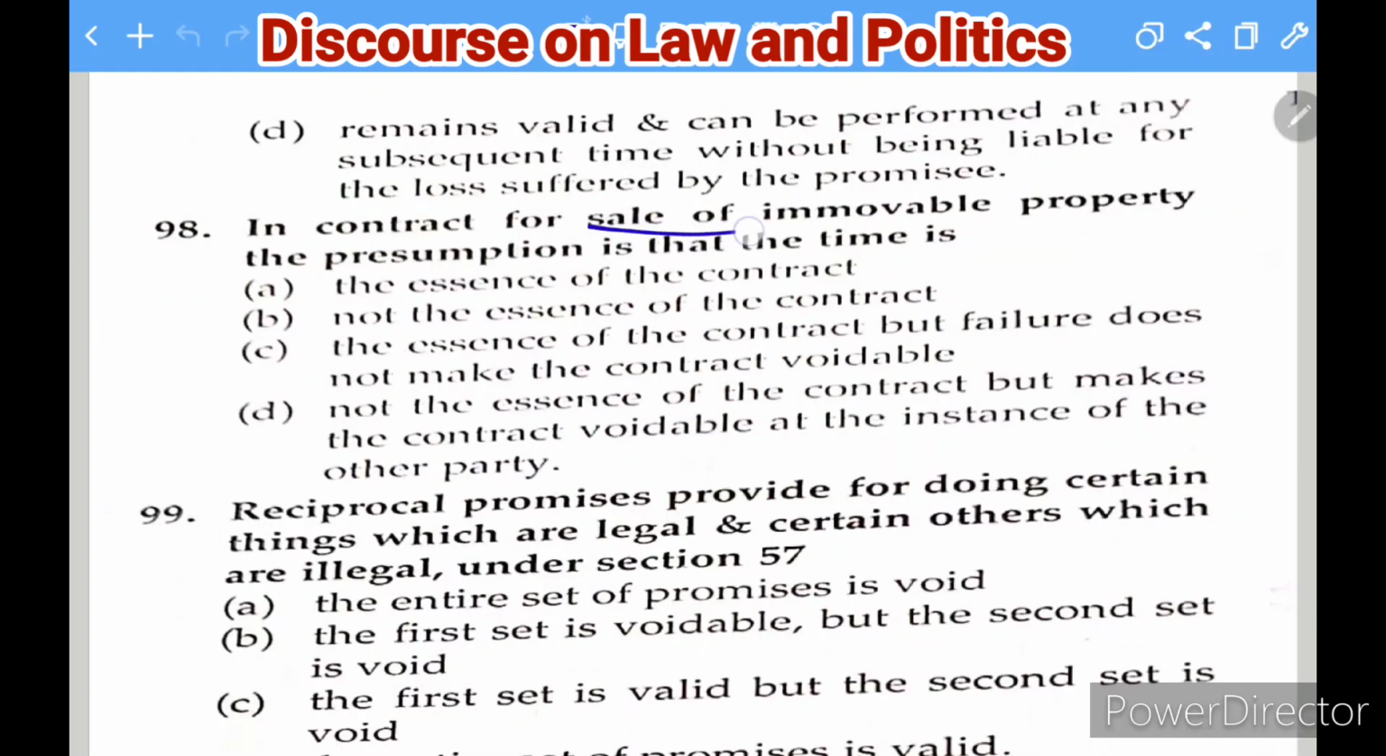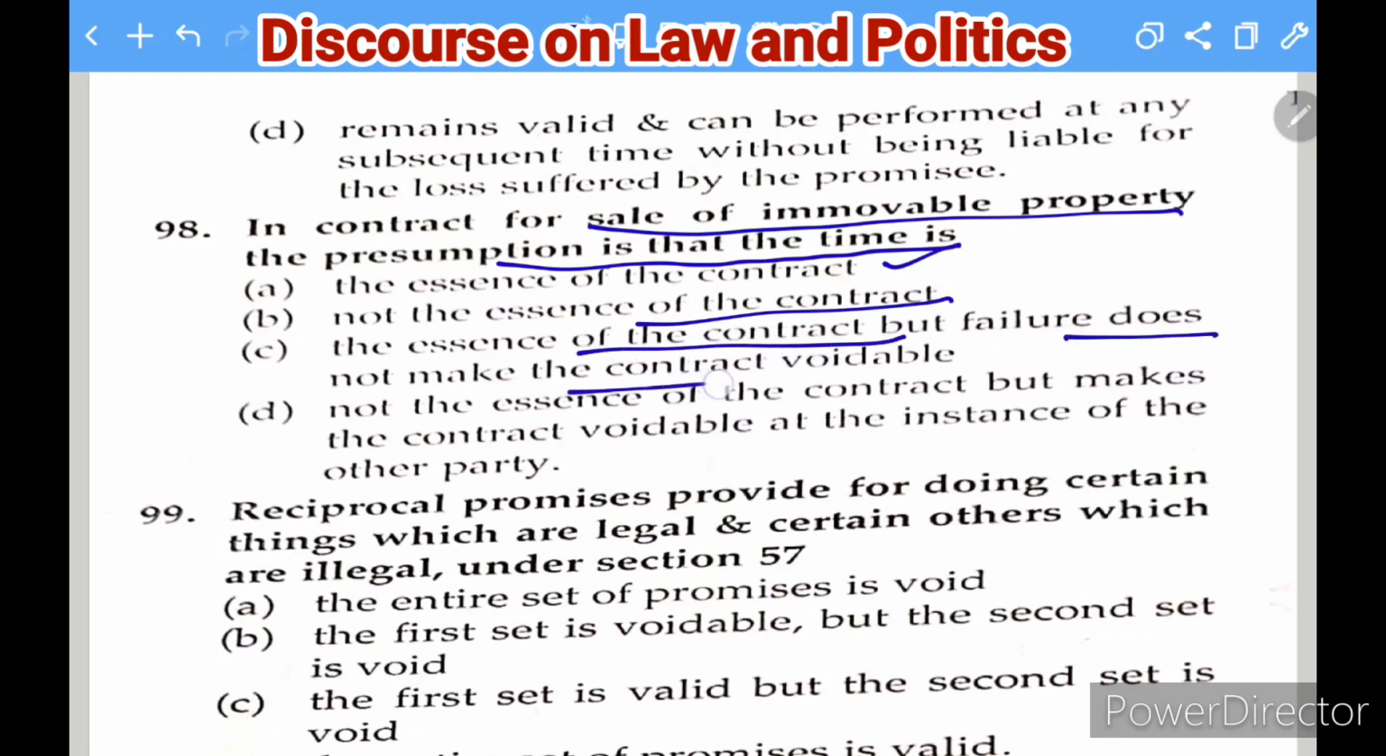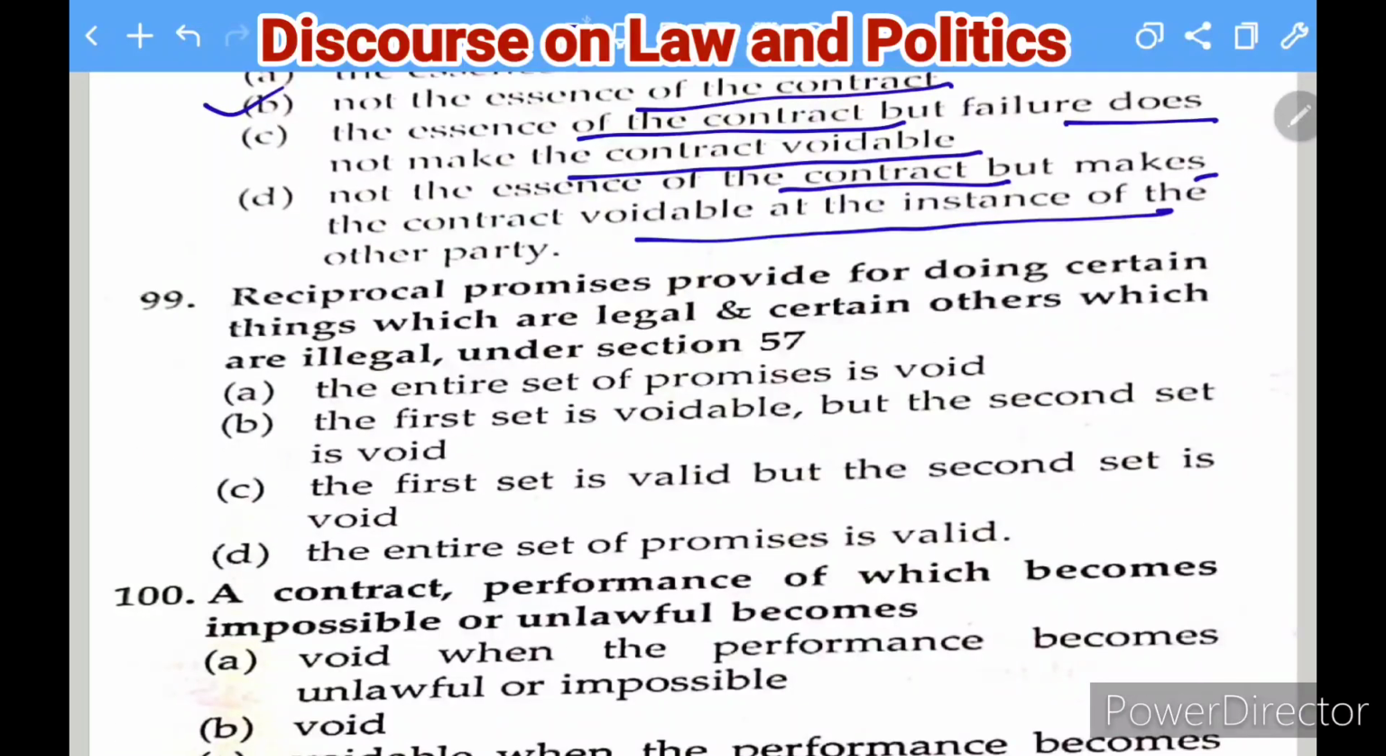In a contract for sale of immovable property, the presumption is that the time is the essence of the contract, not the essence of the contract, but failure does not make the contract voidable, not the essence of the contract, but makes the contract voidable at the instance of the other party. So in a contract for sale of immovable property, the presumption is that the time is... So just give your answer here. What will happen? The answer is not the essence of the contract here. Okay. Moving to the next question.